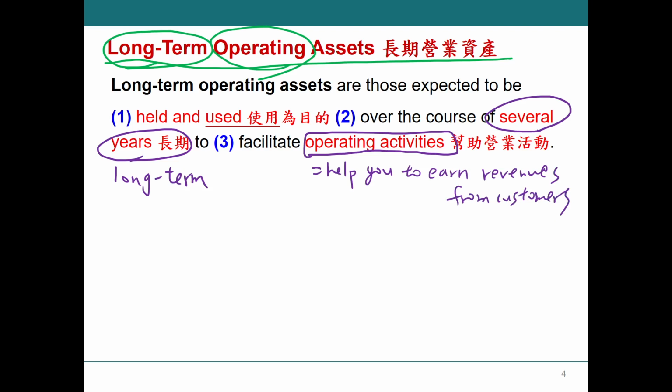Okay? Since we use that to do operating activities, and since we use that for many years, of course we keep that for use, not for sale. Because we are going to use them for many years. So you should understand, we have this kind of assets because we want to use that, not sell it. So our purpose is not to sell it.